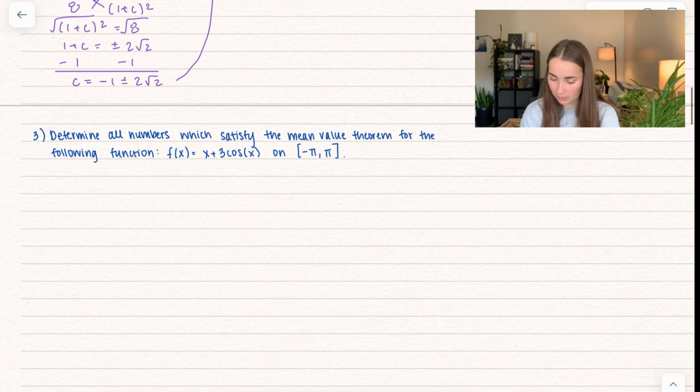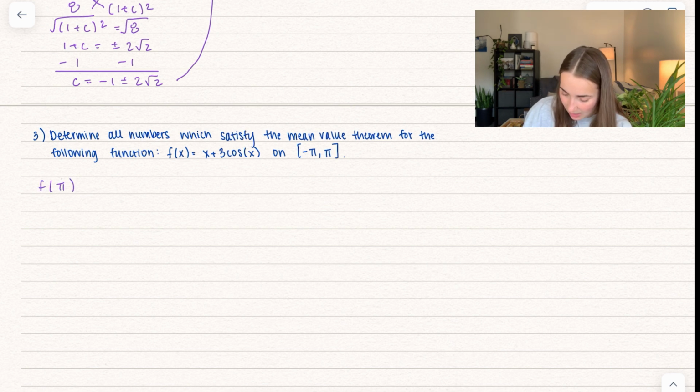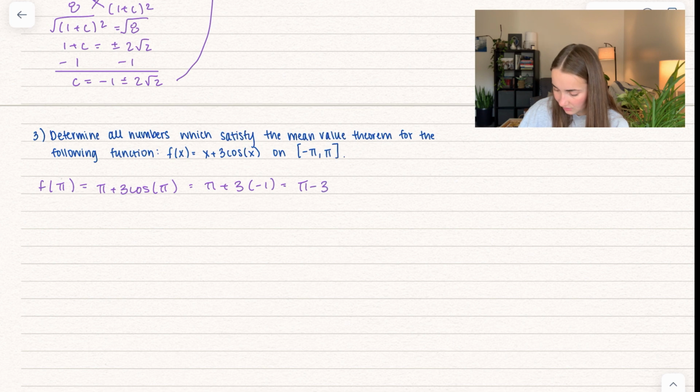We're going to try a trig problem. So now our function is x plus 3 cosine of x on negative pi to pi. Like I said, we can do it in any order we want. So let's go ahead and calculate f of b. So that's just going to be pi. So cosine of pi is equal to negative 1. So that's going to be equal to pi minus 3.